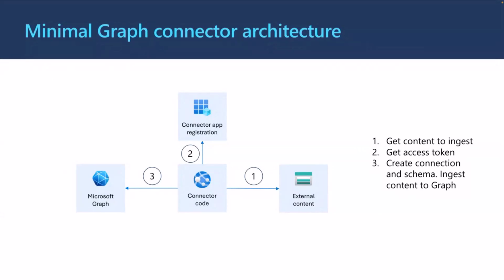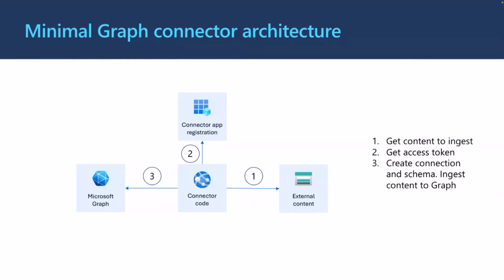So what is a connector? A high-level overview is exactly that. There are connectors that are available out of the box. You just get to use them, set them up, and they work. But if you need to connect to a system that isn't available out of the box, you can build your own. When you build your own, it's basically a piece of code that will connect to the system from which you want to import the content. Then it will use Entra ID, AAD in the past, to authenticate towards Microsoft 365, and will use the Microsoft Graph APIs to ingest the content to Microsoft 365.